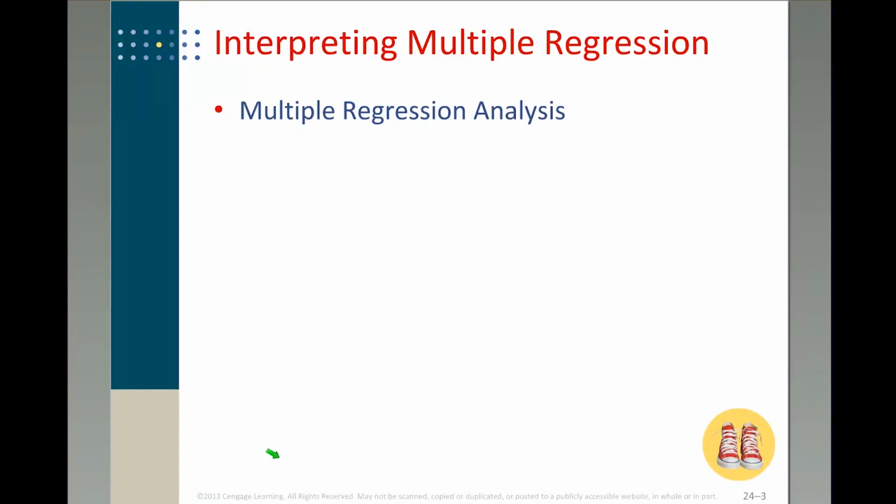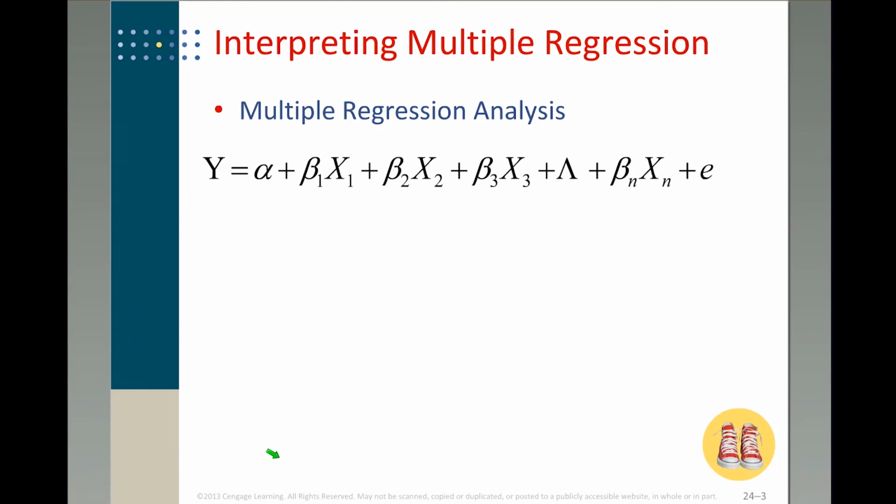Okay, let's talk about multiple regression analysis. Here's the multiple regression model. If you take a look at the model, it's quite similar to the simple linear regression model with a few extra terms. For the simple linear regression model, we have y equal to alpha plus beta times x. Now, for multiple regression analysis, since we are looking at more than one independent variable, that is more than one x, we're going to have x1, x2, x3.